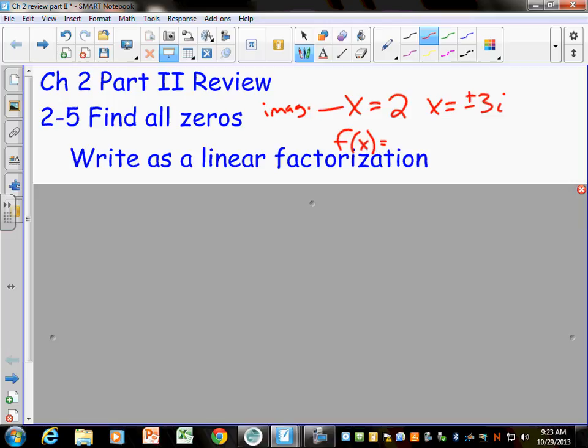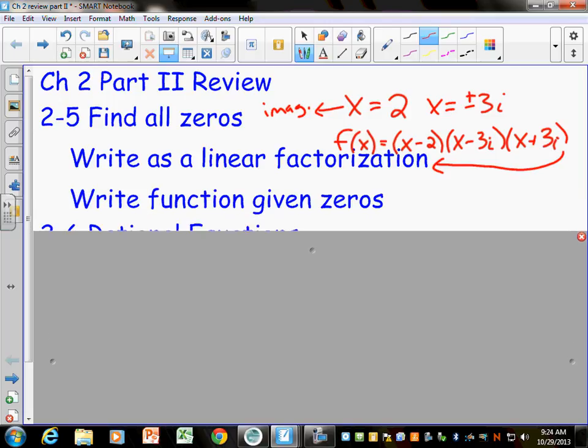So if this was the answer to find the zeros, the answer for linear factorization would be like x minus 2 times x minus 3i times x plus 3i. That would be a linear factorization, right? You don't have to solve it, because you already are solved. Like, if you multiplied it out, you'd get back to the original problem. That would be annoying. But you do have to write the function given the zeros, which is like the going backwards way.